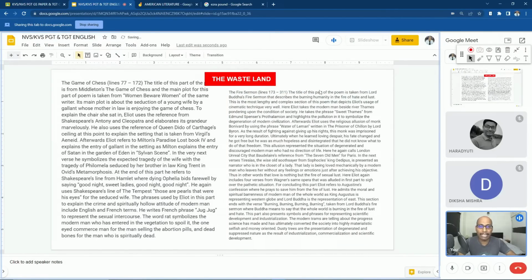The title of this part of the poem is taken from Lord Buddha's fire sermon that describes the burning of humanity in the fire of hate and lust. This is the most lengthy and complex section of this poem that depicts Eliot's use of cinematic technique very well. Here, Eliot takes the modern man beside River Thames, pondering upon the condition of the society. He takes the phrase "sweet Thames" from Edmund Spenser's Prothalamion and highlights the pollution in it to symbolize the degeneration of modern civilization. That is about the third part.